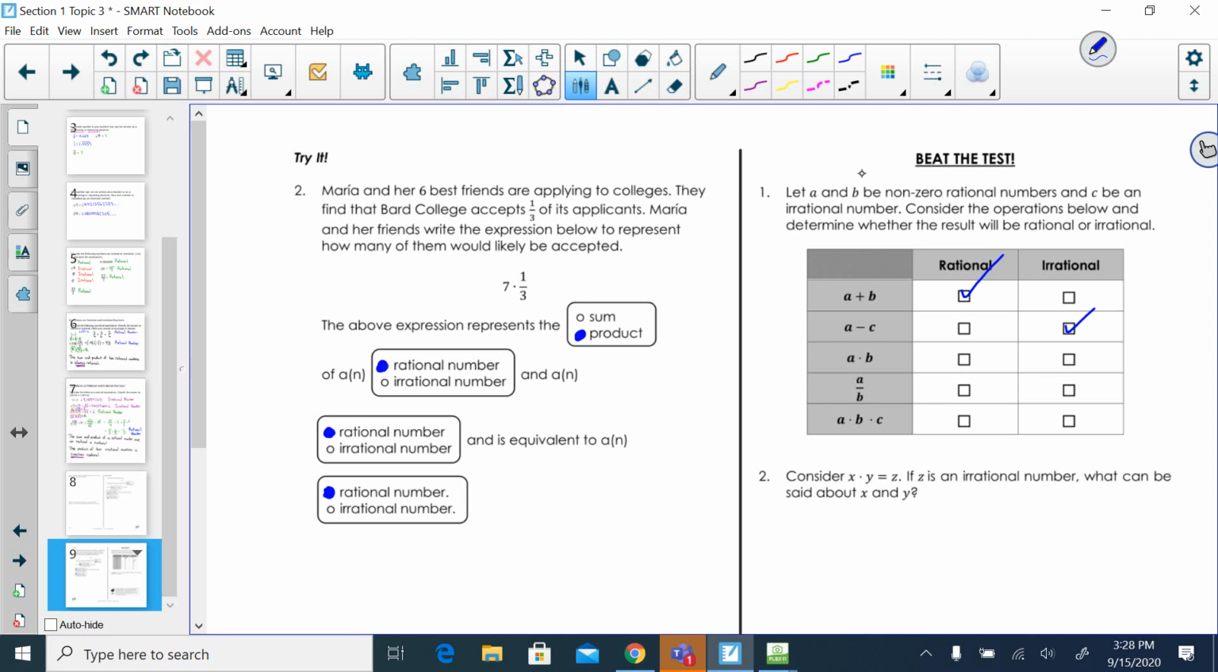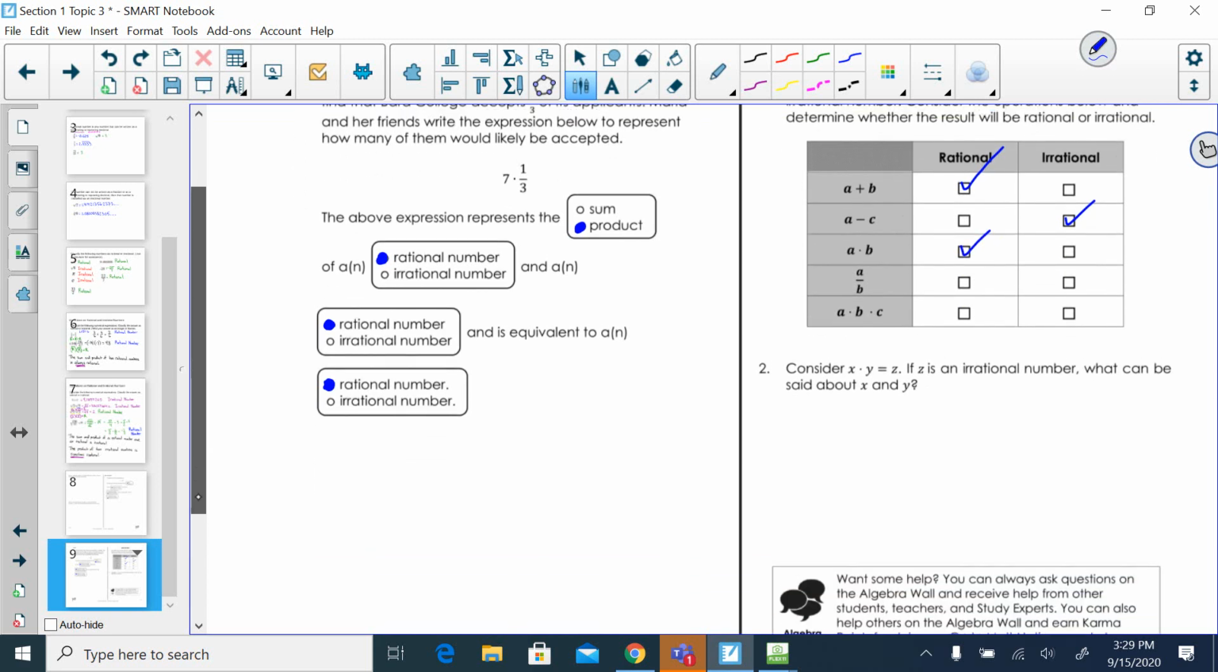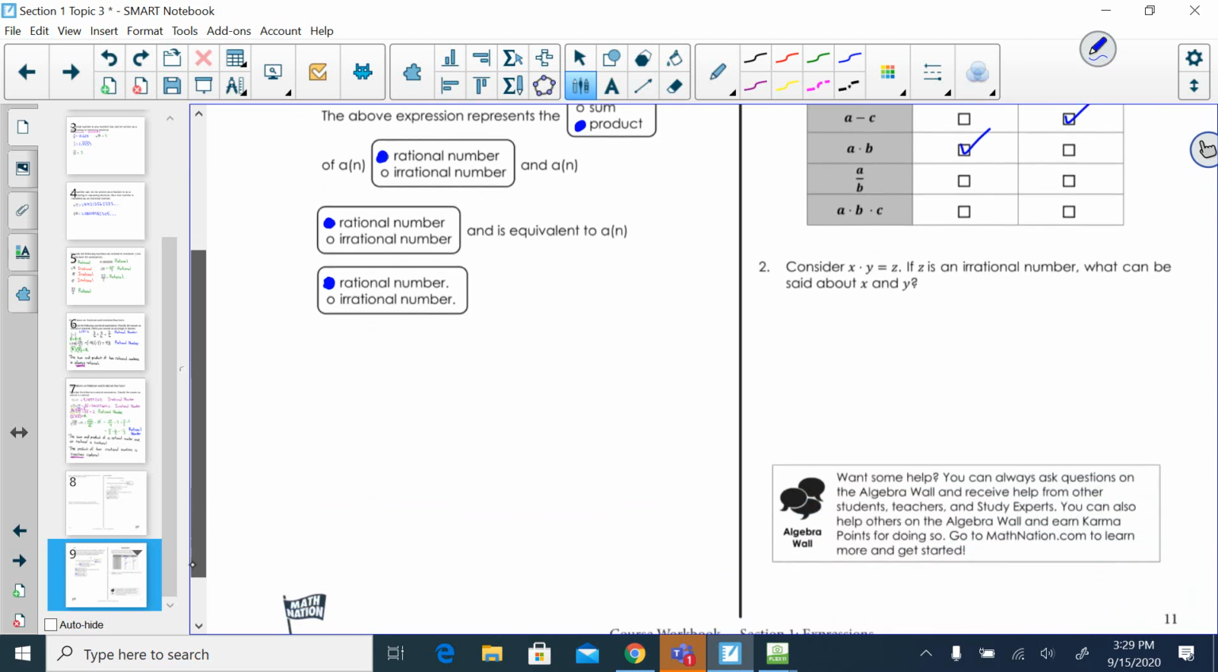A times B, what's a rational times a rational? Rational, not irrational. A divided by B. Now here's the thing. You have a rational number that's being divided by another rational number. Well, if we work that out, just work it out over here.